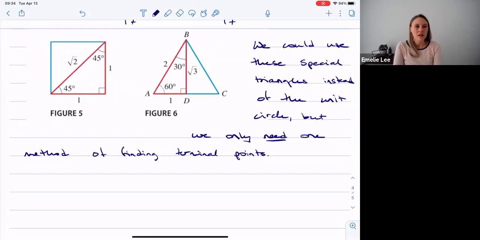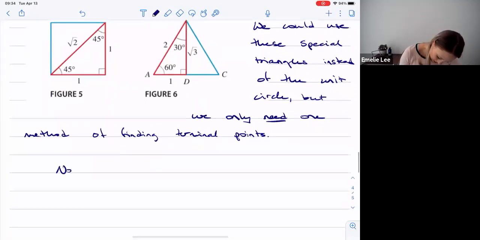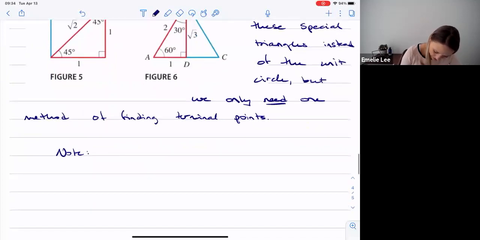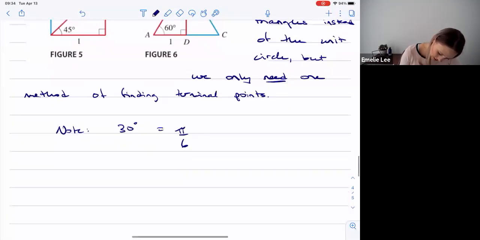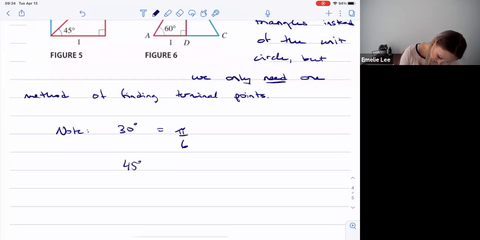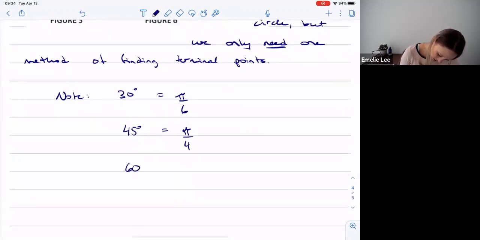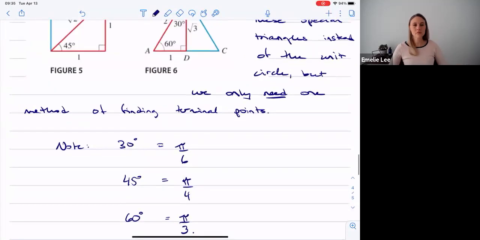Okay, so note, 30 degrees is what in radians? It's pi over 6. 45 degrees is pi over 4. And 60 degrees is pi over 3. Okay.